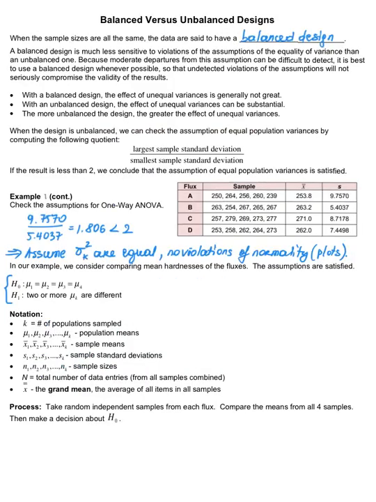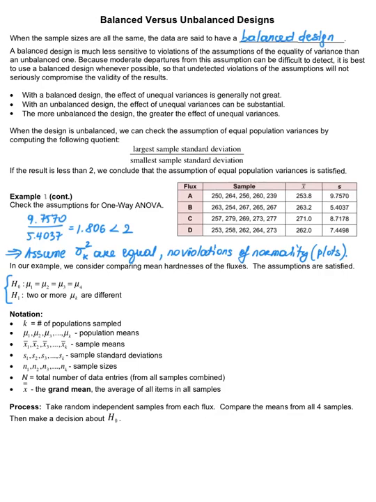Balanced versus unbalanced design. When the sample sizes are all the same, the data are said to have a balanced design. A balanced design is much less sensitive to violations of the assumptions of the equality of variance than an unbalanced one. Because moderate departures from this assumption can be difficult to detect, it is best to use a balanced design whenever possible, so that undetected violations of the assumption of equal variances will not seriously compromise the validity of the results. With a balanced design, the effect of unequal variances is generally not great.